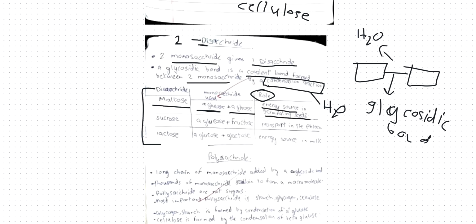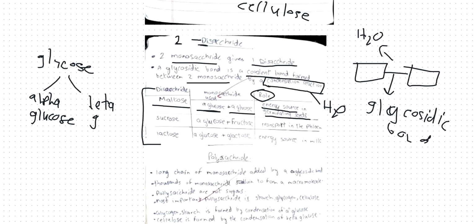Now, glucose, right? There are two types: the alpha glucose and the beta glucose. And I'll explain both later on. For now, you only need to know there are two types. Alpha glucose makes up maltose. So two alpha glucose combine together to make maltose.